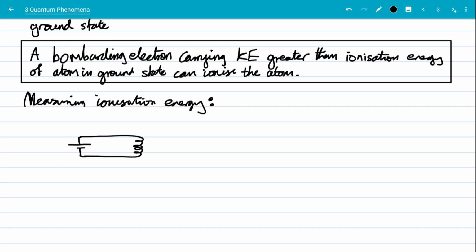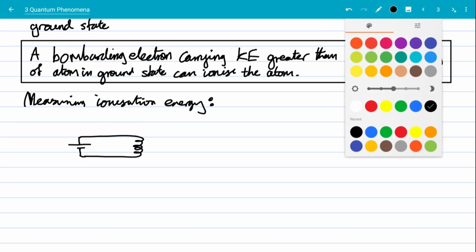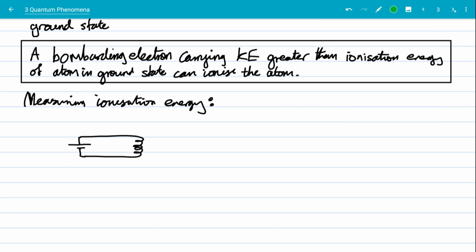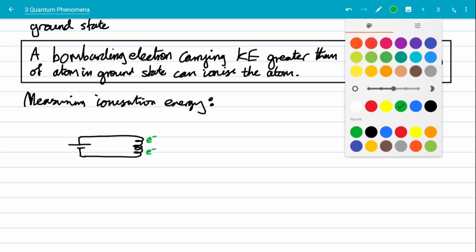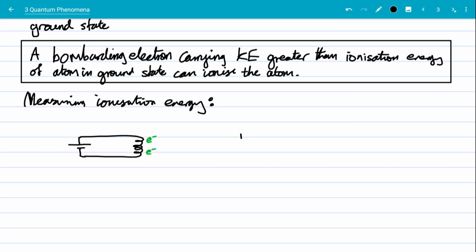And because the filament gets hot enough, electrons are going to come off the surface of the filament by thermionic emission. Now, these electrons that come off the filament are probably just going to fall straight back to the filament again unless we accelerate them away from the filament. So we place at some position over here an anode. And that anode is going to be at a positive potential relative to the cathode.